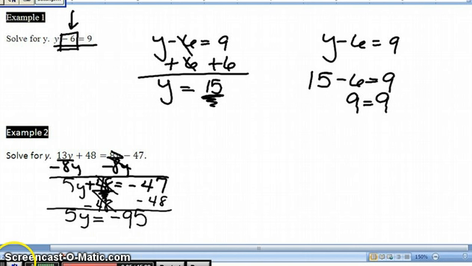And lastly, I need to get y by itself, and I've got this 5 hanging out front here. And when they're just next to each other like this, that means they're multiplied, and the opposite of multiplication is division. So I'm going to divide both sides by 5. Here they cancel. 5 divided by 5 is 1. I get rid of it. So I'm left with y equals negative 19.